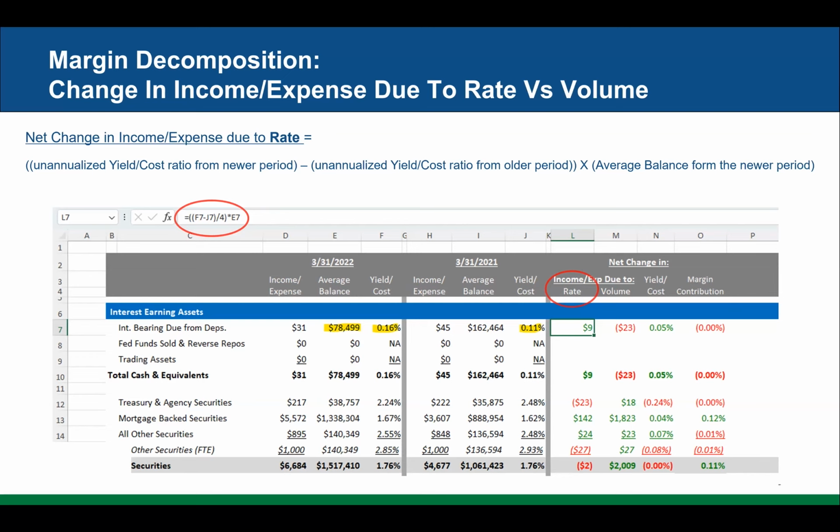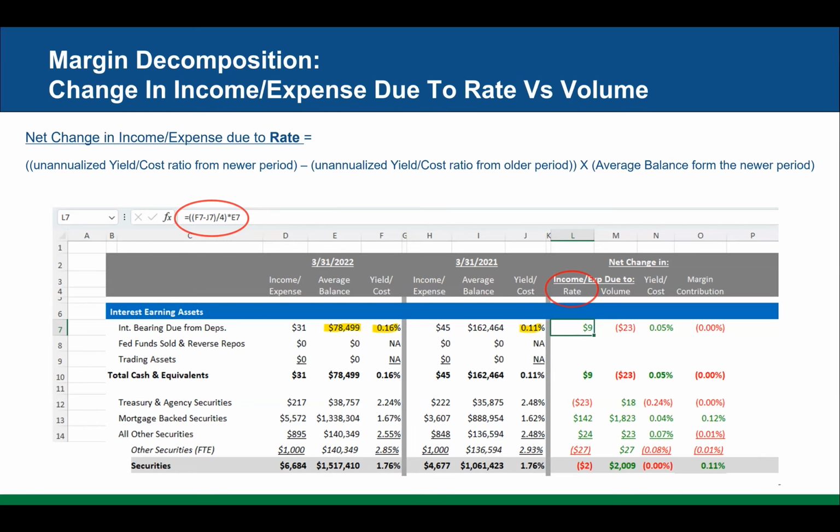Okay. So this is a screenshot of Excel, so you can see an easier way to see net change in income or expense due to rate and volume. It's another way that you can break down changes in your yields or costs over time, and see, for that particular earning asset, how your income over that period of time changed as a result of a change in the interest rate and a change in the volume you had of that earning asset over time.